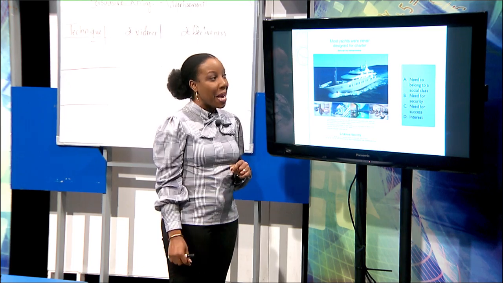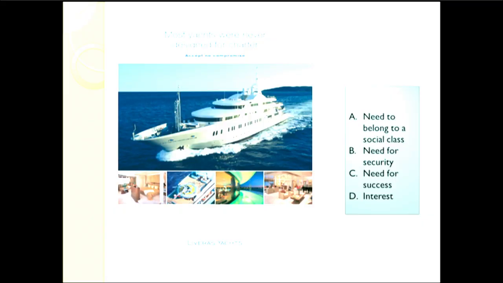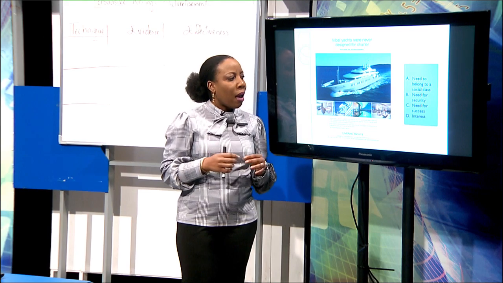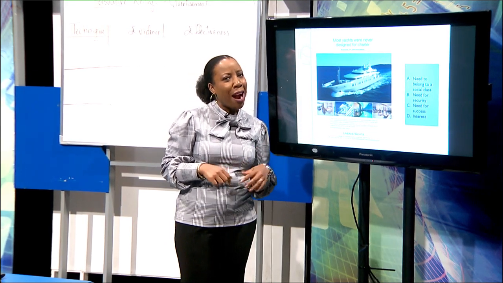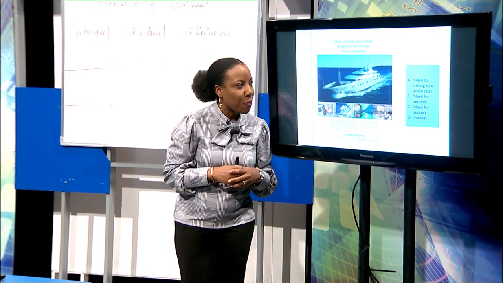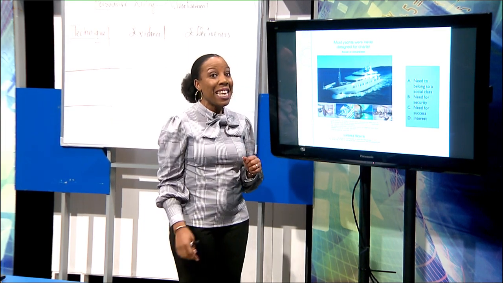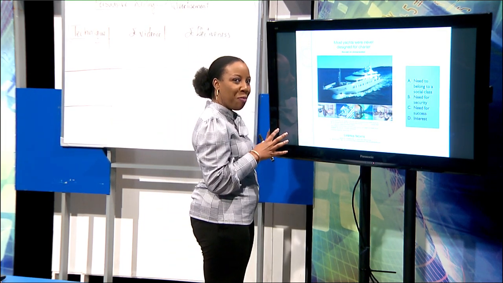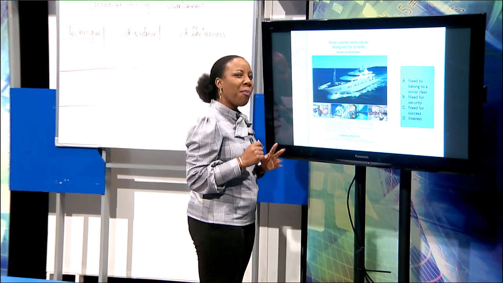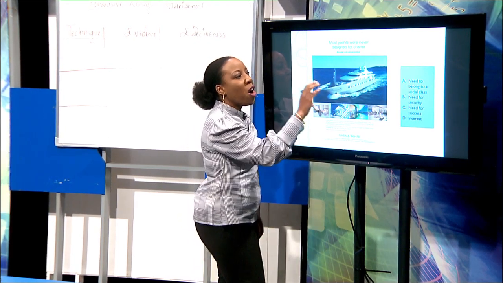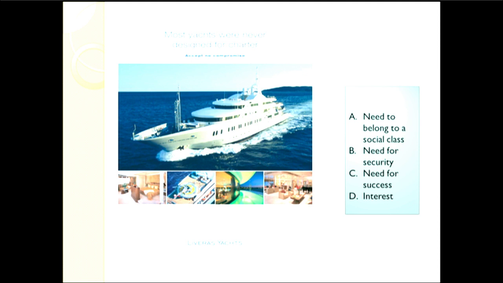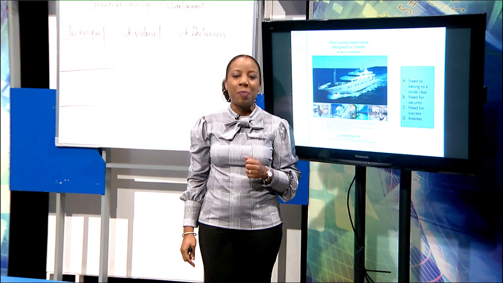A, it is need to belong to a social class. Let's look at it. Everybody defines success differently, right? And then there may be some people who are interested in owning a yacht. But when we look at A, it is seeking to separate some people from the other classes of people. So everybody can be successful, but we want to set up a demarcation between the people who own the yacht as opposed to the people who charter them or rent them or just go on them to spend holidays.